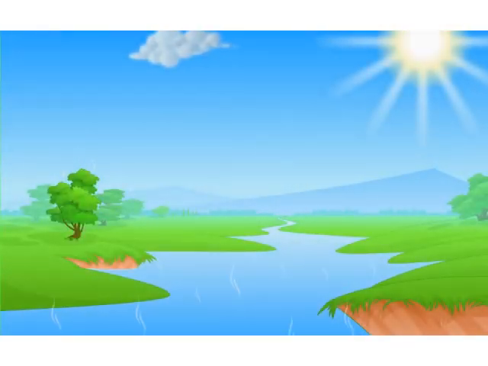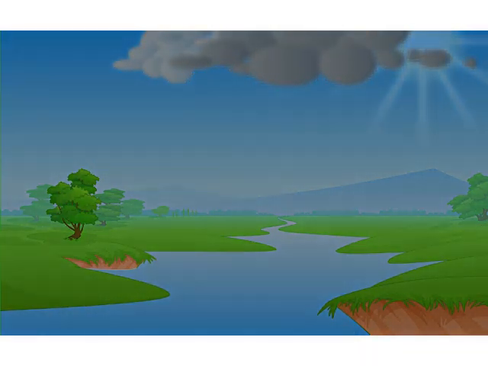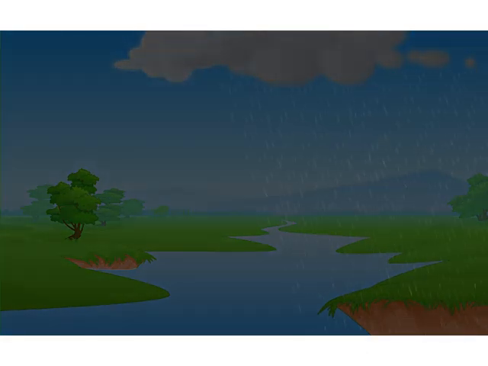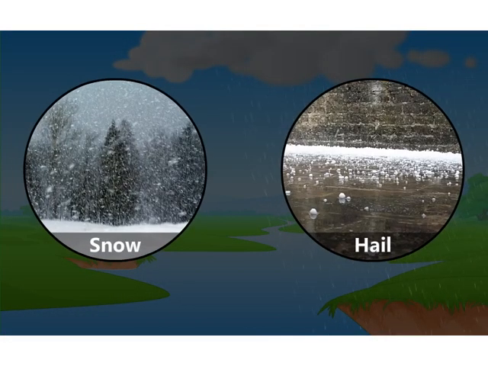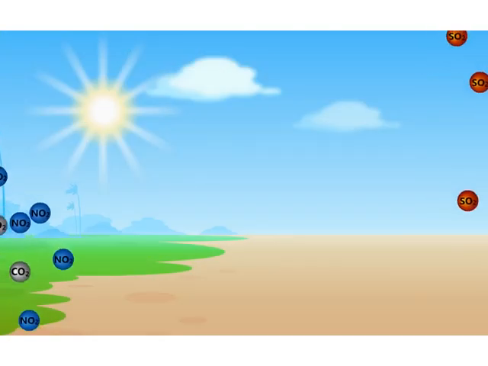The process of condensation is facilitated by dust and other suspended particles in the air, acting as a nucleus for the droplets to form around. The tiny water droplets grow bigger and bigger by condensation. When the drops grow big and heavy enough, they fall down in the form of rain. Sometimes, if the temperature of the air is low, precipitation may occur in the form of snow, sleet, or hail. Thus, air plays the most important role in bringing rainfall.